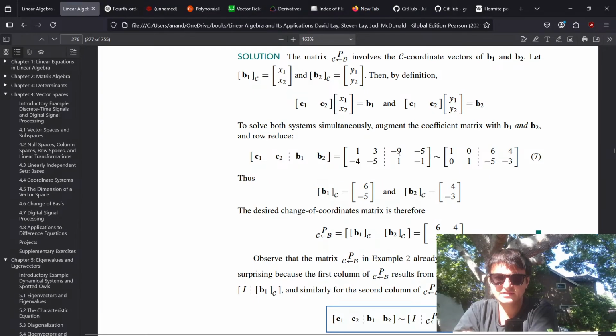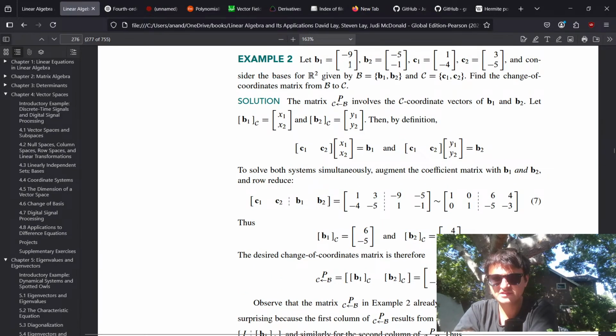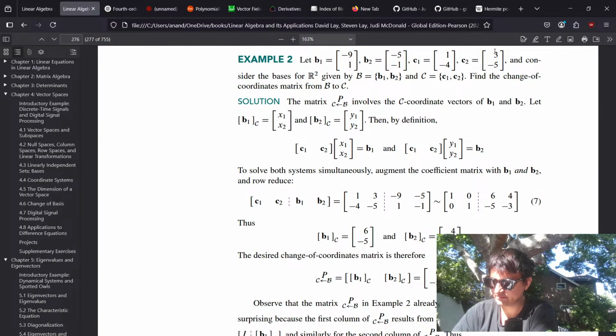Like to write this first basis element in terms of C1 and C2, you would take 6 times this, which would be 6 minus 24, and then you'd subtract. So you'd have 6 times (1, minus 4) plus minus 5 times (3, minus 5). So this becomes (6, minus 24) plus (minus 15, 25), which is equal to (minus 9, 1).